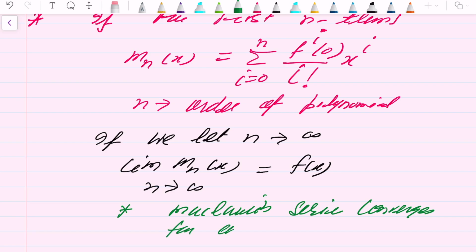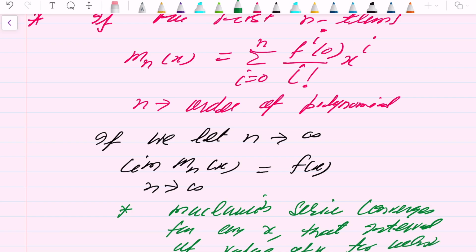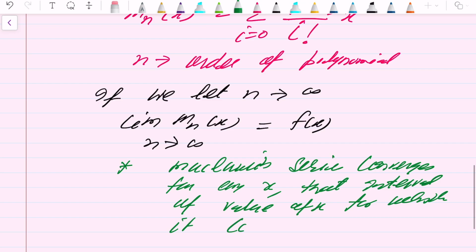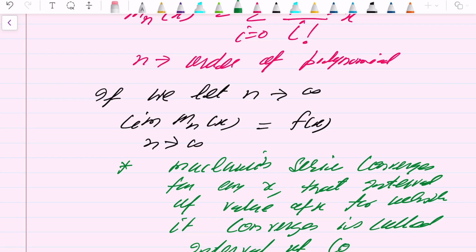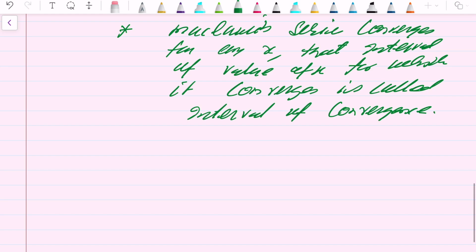For any x, and that interval is called the interval of convergence. That interval of values of x for which it converges is called the interval of convergence, or convergence interval. Let's see with the example.